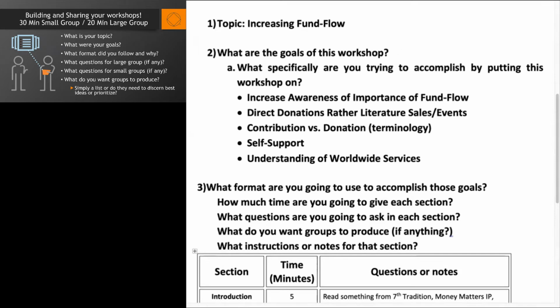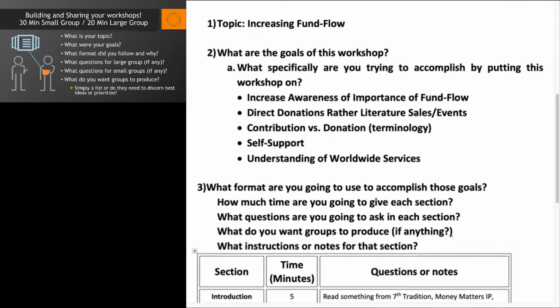Okay. So I was the facilitator, which was fun. We had a good group. The first thing we did was pick our topic. We thought increasing fund flow would be a good thing. That's kind of a hot topic and nobody likes to talk about money. So we thought it might be an interesting challenge for a workshop.